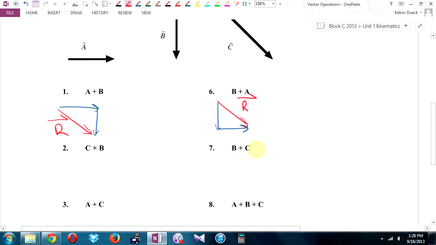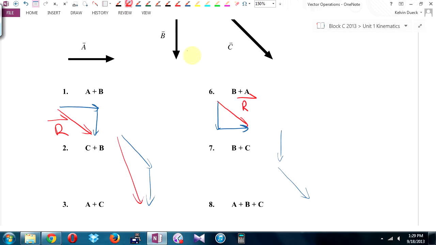C plus B and B plus C. So C plus B is going to look like this. C plus B. Oh, that's a terrible drawing, Mr. Dueck. You need more room. C plus B. I think number 2, you get something like that, yes? And when you go B plus C, you also get something. Oh, change the colors, Mr. Dueck. You also get something like that. The same. Number 2 and number 7 should look identical. Your resultant should look identical.